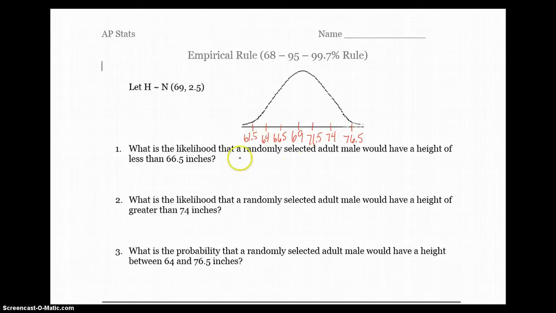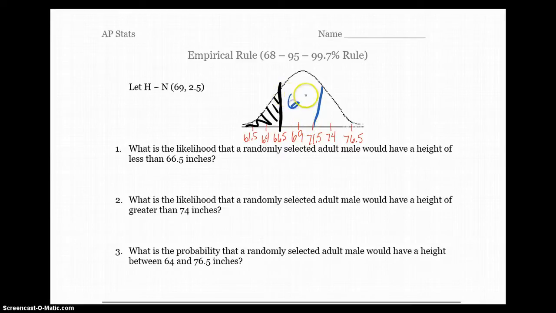What is the likelihood that a randomly selected adult male would have a height of less than 66.5 inches? So what we're going to do is draw a line at 66.5 and shade to the left. That's what we need, that area to the left. Okay, so what do we know using our 68, 95, 99.7% rule? Well, we know that within 1 standard deviation, sorry, my things are actually really off. It's harder to do on the computer than paper.